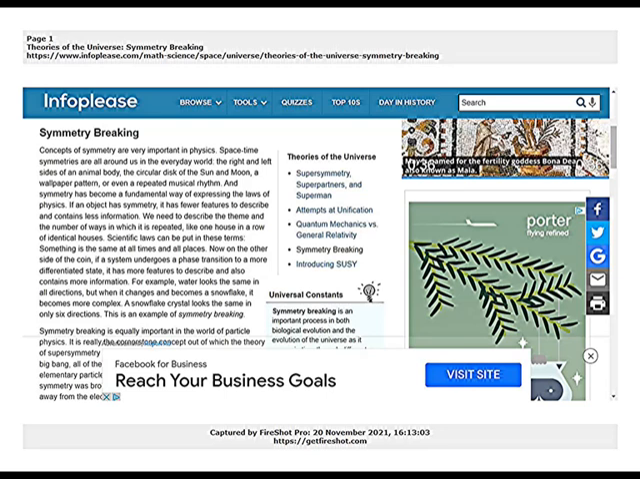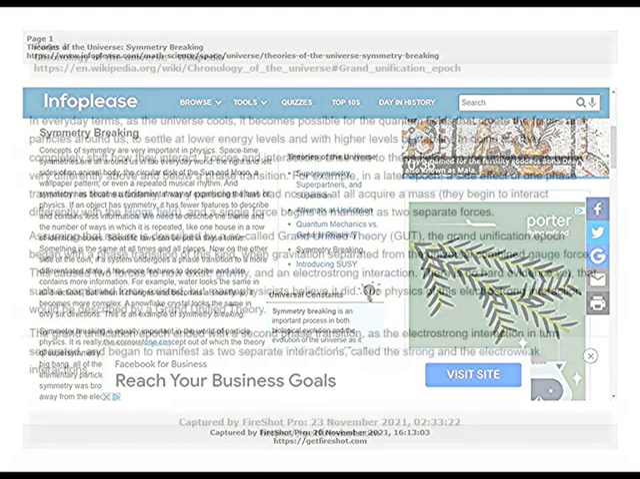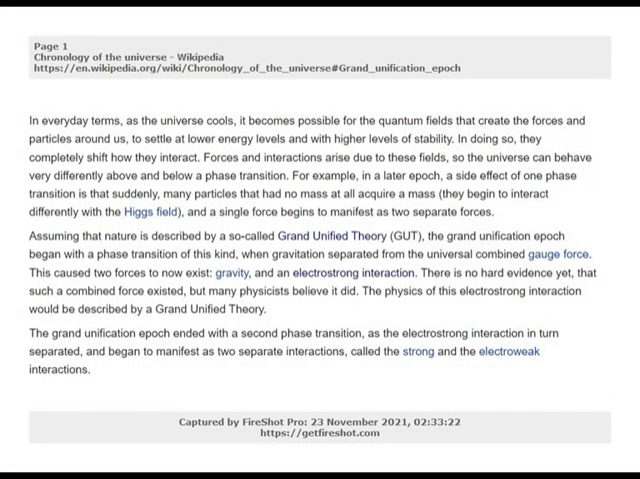It is this breakdown of symmetry that theorists are trying to understand in reverse, because at the beginning of the universe, it was perfectly symmetrical, and as it cooled, symmetry breaking took place, creating the more complex and varied world of particle physics. In everyday terms, as the universe cools, it becomes possible for the quantum fields that create the forces and particles around us to settle at lower energy levels, and with higher levels of stability. In doing so, they completely shift how they interact.